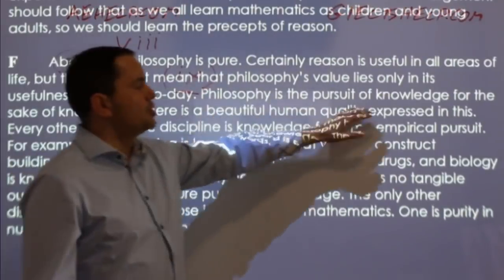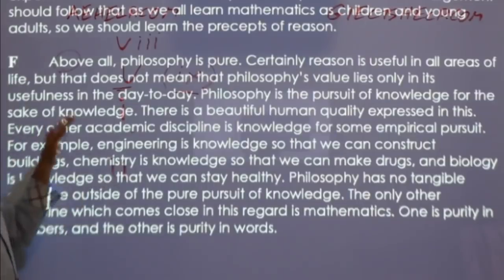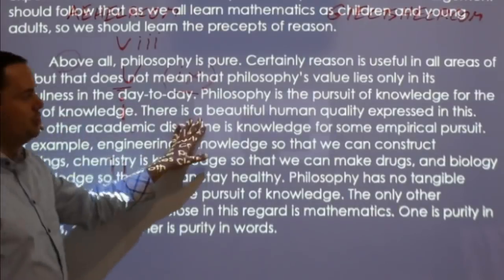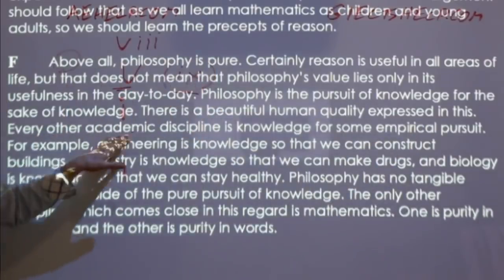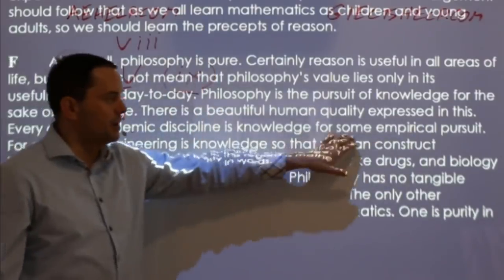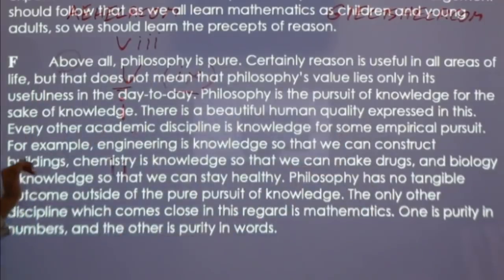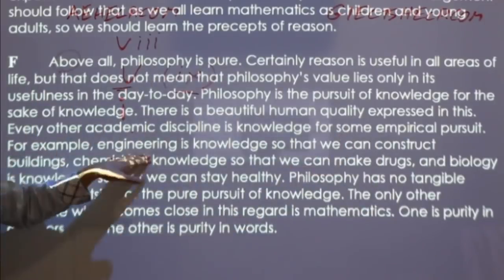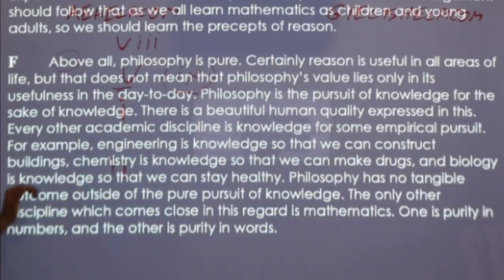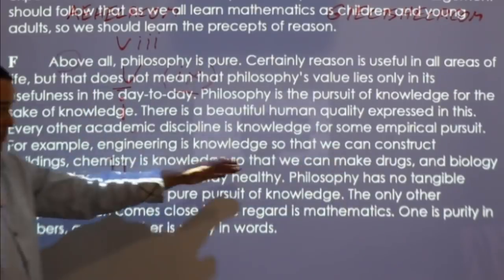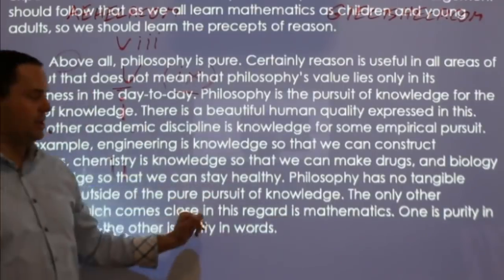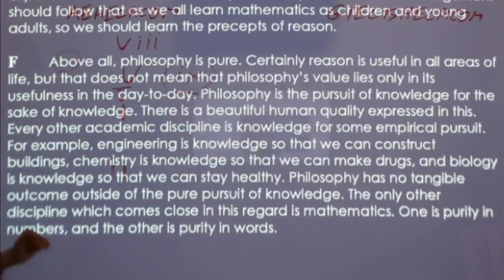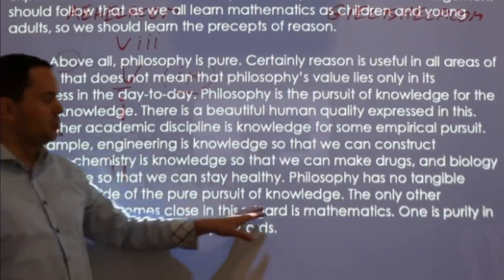Philosophy is the pursuit of knowledge for the sake of knowledge. There's a beautiful human quality expressed in this. Every other academic discipline is knowledge for some empirical pursuit. For example, engineering is knowledge so that we can construct buildings. Chemistry is knowledge so that we can make drugs. And biology is knowledge so that we can stay healthy. Philosophy has no tangible outcome outside of the pure pursuit of knowledge.